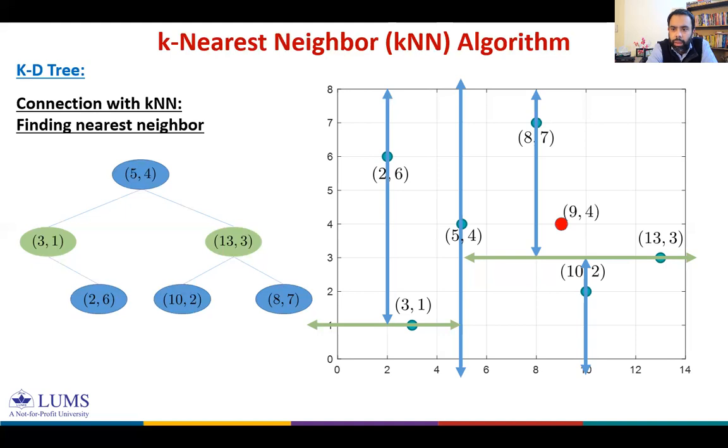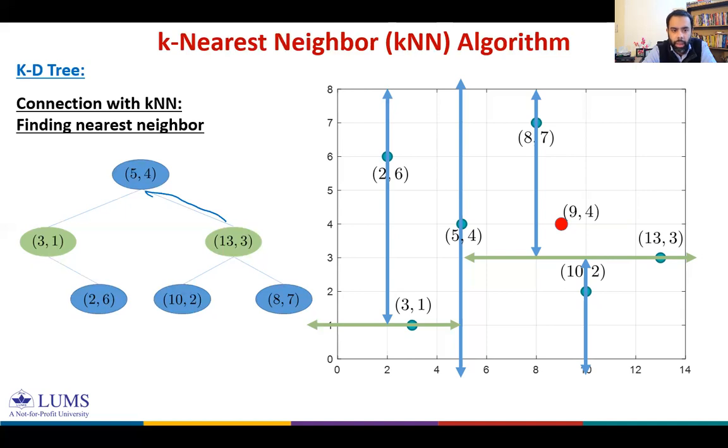To illustrate this, I can take the point (9, 4) as my test point, and I want to find the nearest neighbor. I will start from the root node. I will pick (9, 4) and compare with (5, 4). The splitting at this level is with respect to x1, so I compare 9 with 5. 9 is greater than or equal to 5, therefore I will follow this branch of the tree.